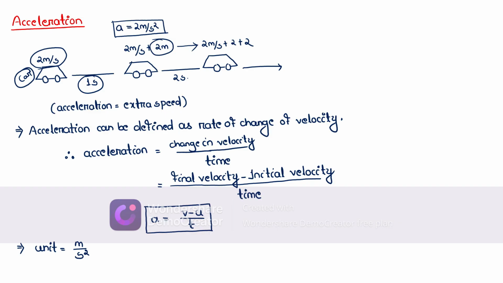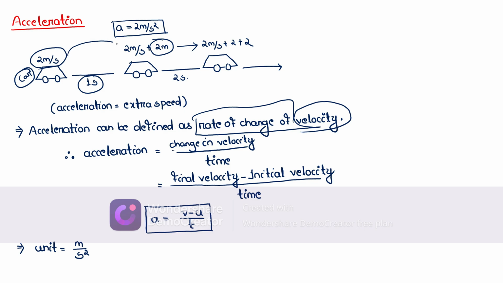That extra speed is called acceleration. Acceleration can be defined as the rate of change of velocity. Whenever we find the term rate of change, it means something divided by time. So rate of change of velocity is velocity divided by time. If it is rate of change of x, then x divided by time. This is very easy to remember. So acceleration is nothing but the extra speed given to the vehicle. Mathematically, acceleration is equal to change in velocity divided by time.